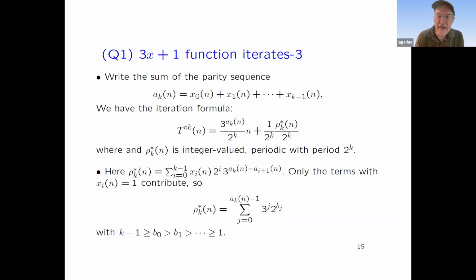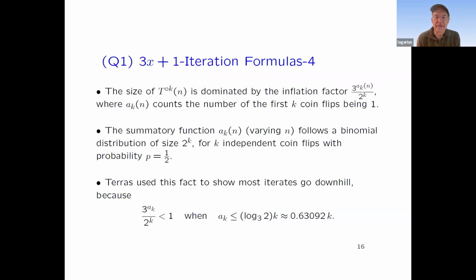This formula has the feature that the left-hand side is an integer, but the two pieces on the right-hand side aren't integers necessarily. They're dividing by 2 to the k. So you're getting rationals on the right-hand side. But for looking at the size, the left piece is the important piece. And the size, at least for the initial iteration, is dominated by 3 to the a_k over 2 to the k. And that's a binomial coefficient. It's biased because of 3 halves.